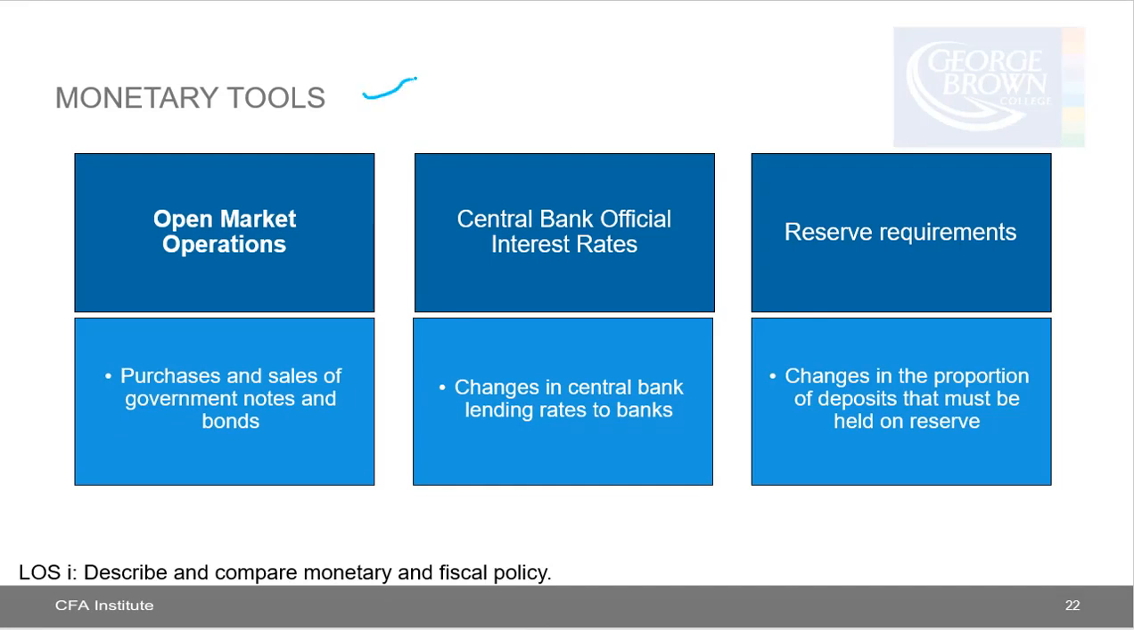This slide is continuing on with monetary policy, and we're looking at three monetary tools here. One is open market operations, two is central bank official interest rates, and number three are reserve requirements. This is quite important content to understanding central bank monetary policy and the tools that they use. Open market operations involve the purchase and sale of government notes and bonds.